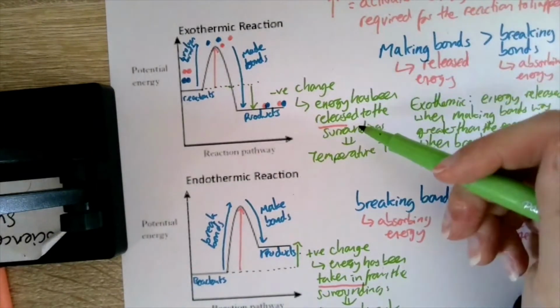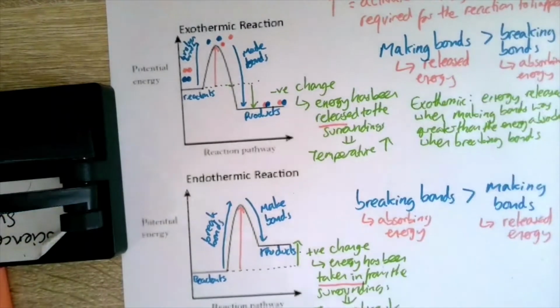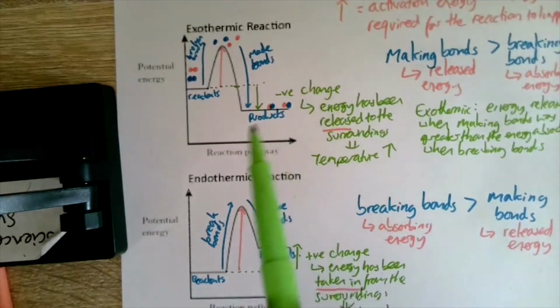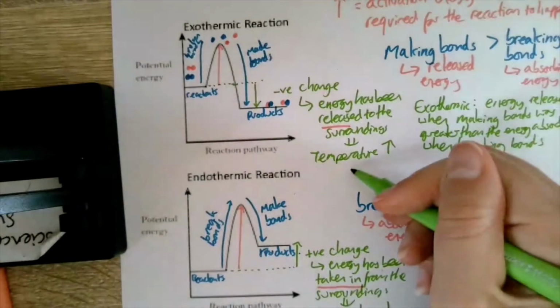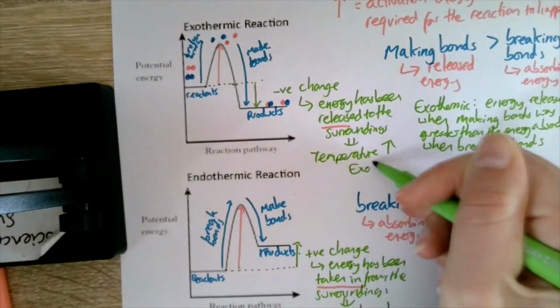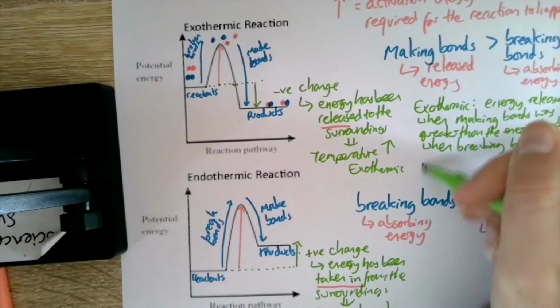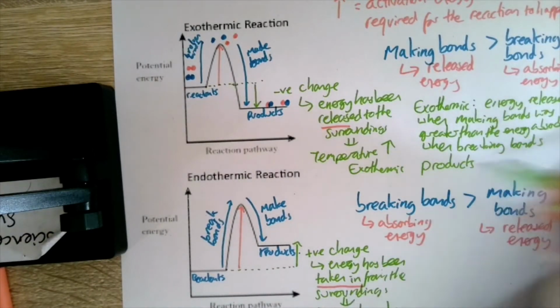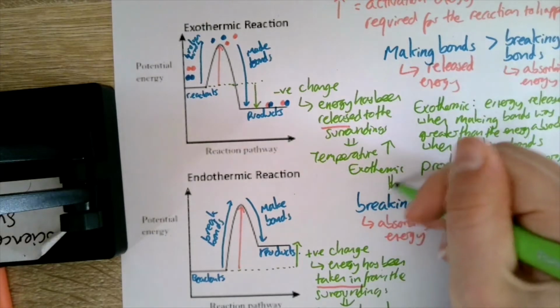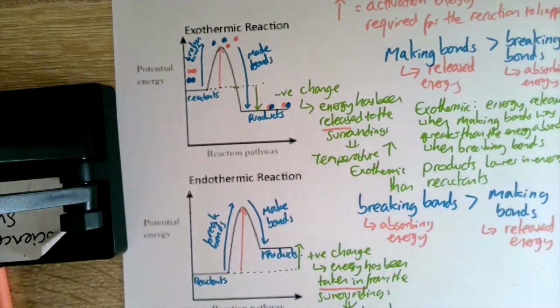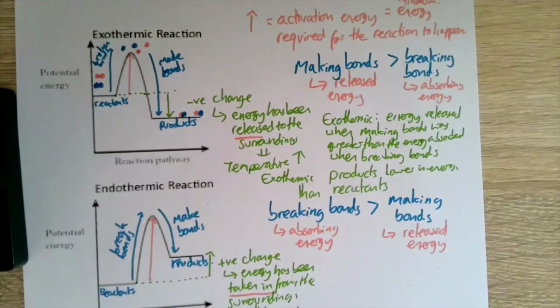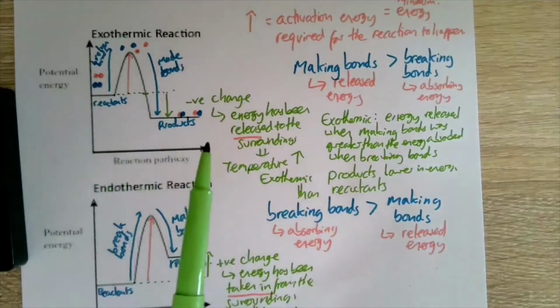This is our definition in terms of energy released to the surroundings, but we could also define it in terms of their relative positions, that it's exothermic when our products are lower in energy than our reactants. So this is our definition in terms of the energy of our reactants and our products.